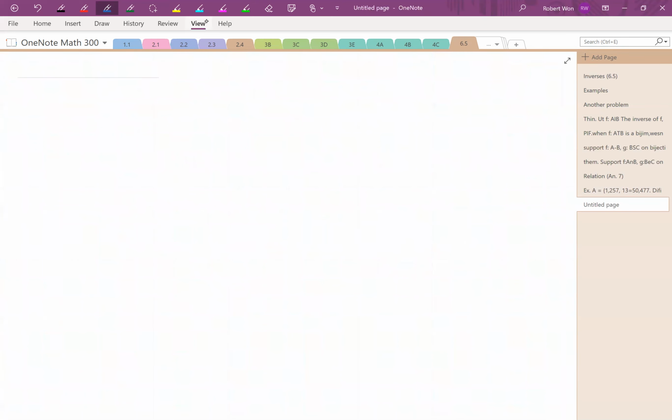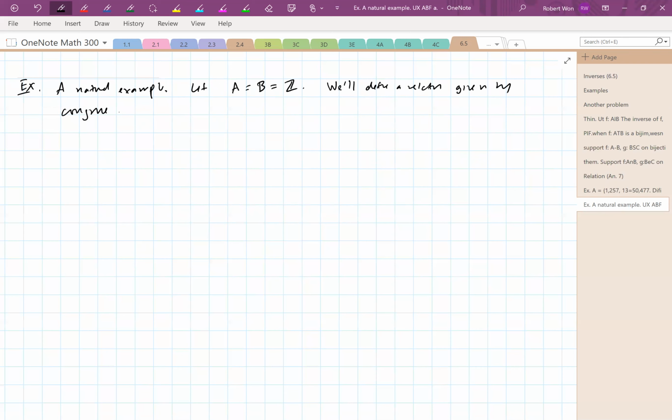Let me give you a more natural example, one that naturally comes up. Let our set A and our set B both be Z. So I'm going to define a relation on Z, the set of integers, which will be given by congruence modulo 5. We're already used to thinking of congruence modulo 5 as relating one integer to another, as relating certain integers to one another.